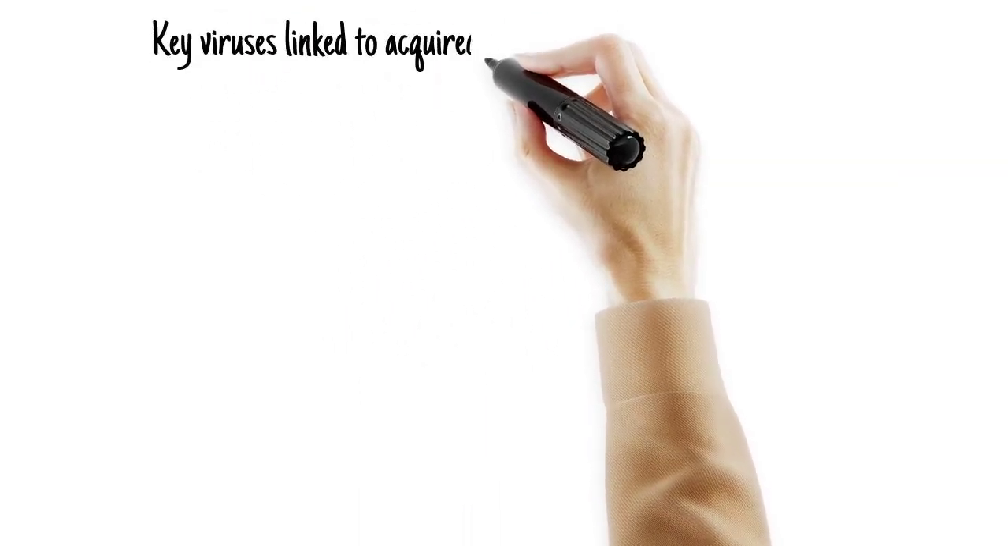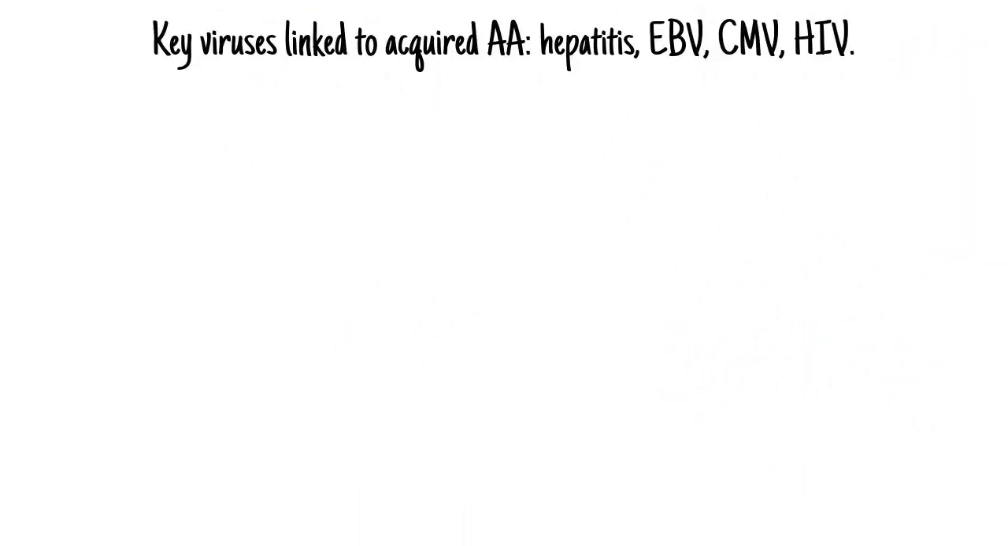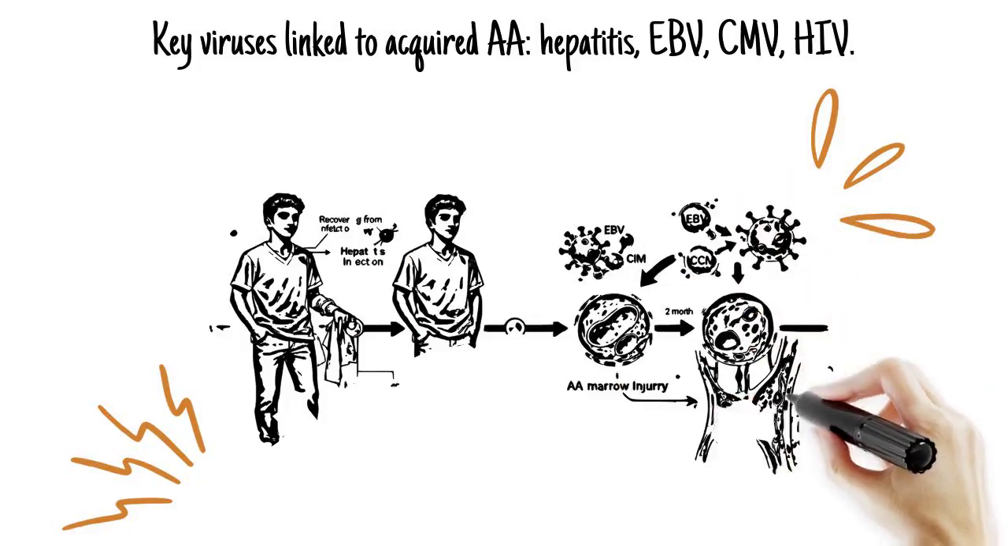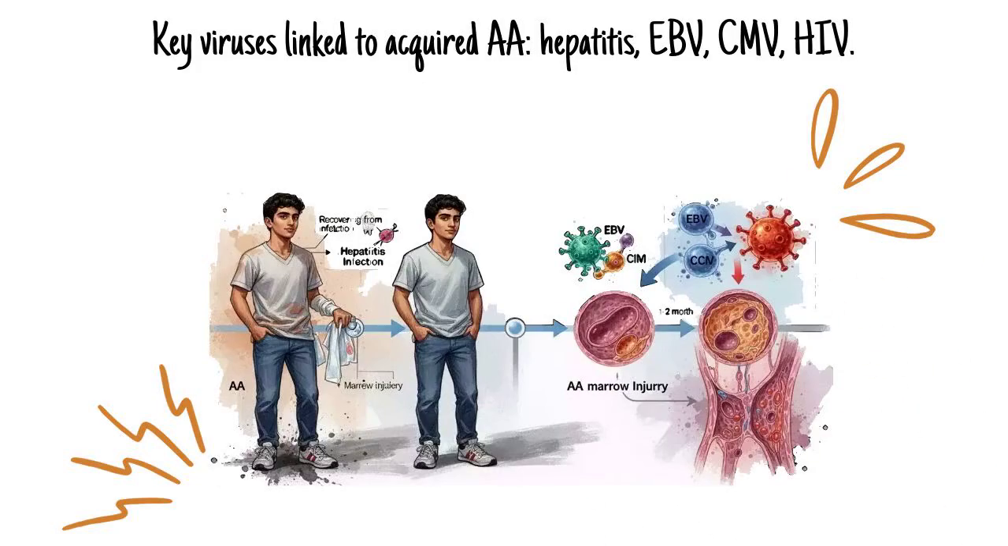Hepatitis viruses, non-A, non-B, non-C, have a distinct association, often in young males, with AA developing 1 to 2 months after acute hepatitis. Most cases are seronegative with an immune mechanism suspected. Epstein-Barr virus, EBV, and CMV are rare but distinct causes. AA may occur during or shortly after acute mononucleosis or CMV infection, likely via immune-mediated marrow injury.